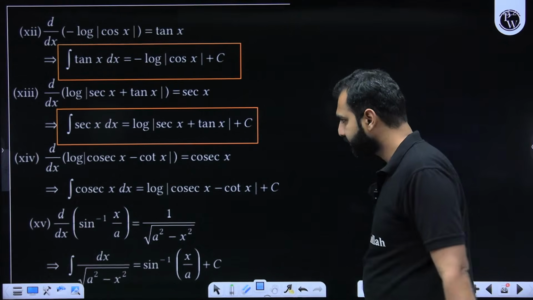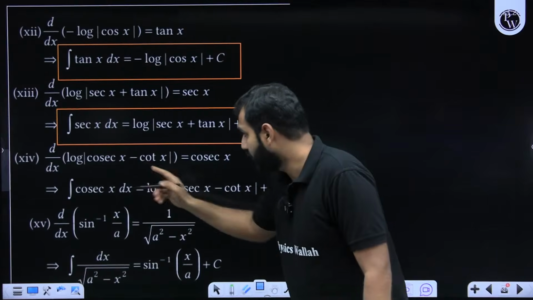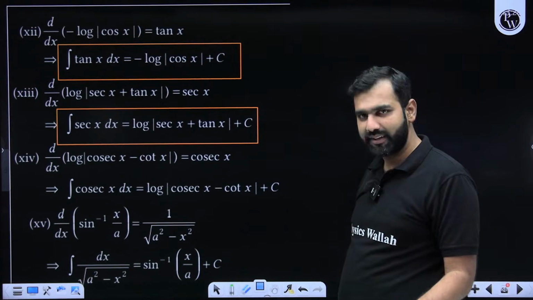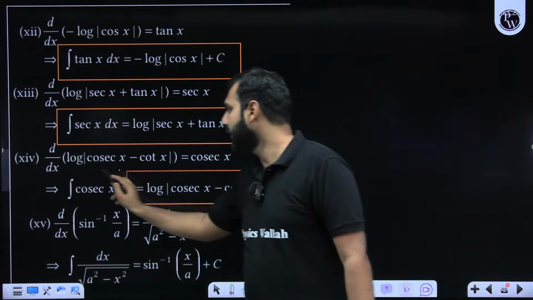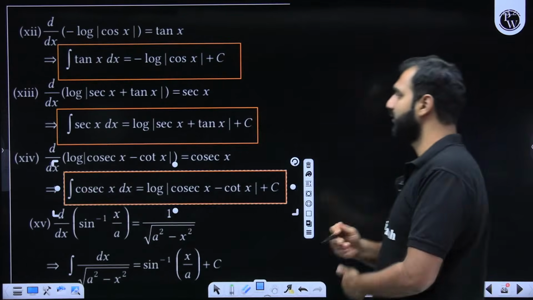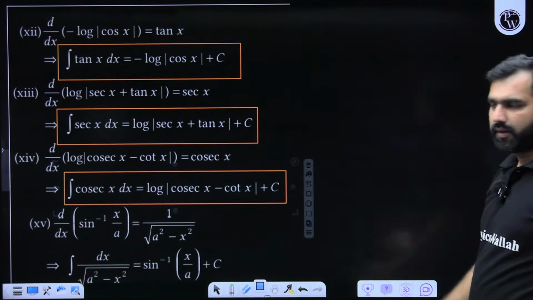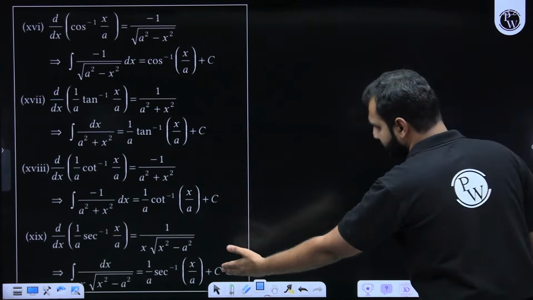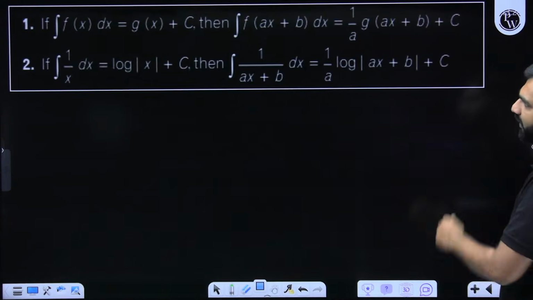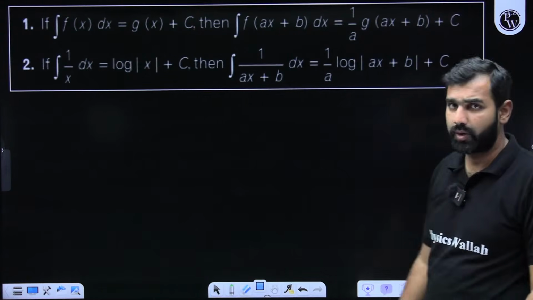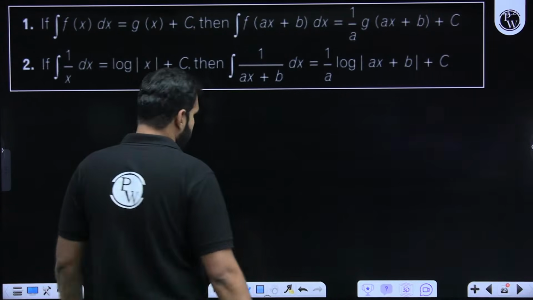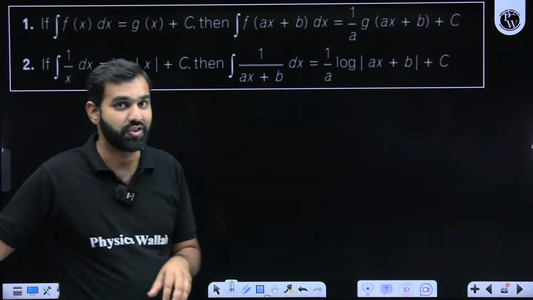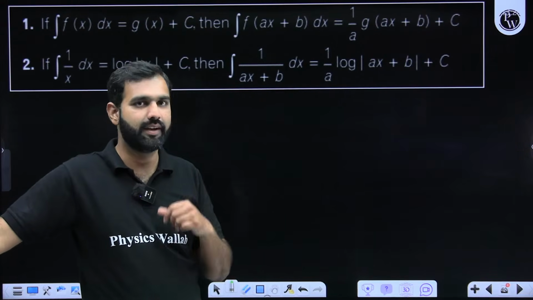Similarly here, the derivative of log of cosec x minus cot x is cosec x. So with that, you can conclude that the integration of cosec x will be this. The other ones are simply the inverse of what we have just discussed in the slide of differentiation. So I think we can continue with that. This is something you got to remember very clearly, that the way chain rule takes place in differentiation, the opposite of it would be there in integration as well.